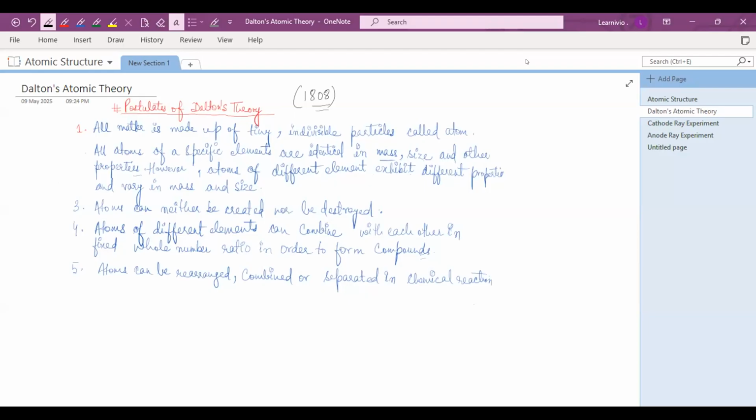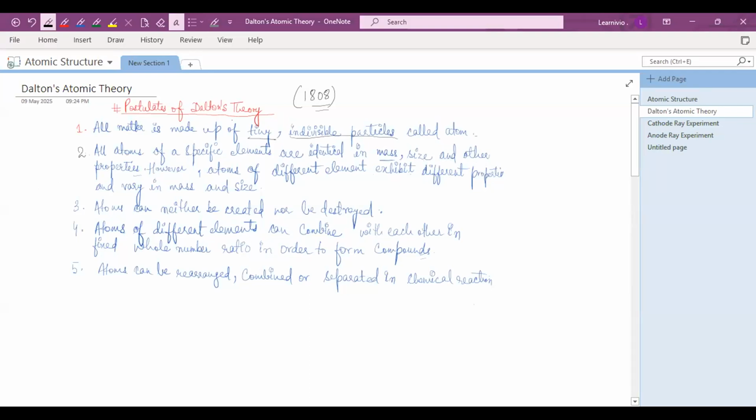Okay. So he gave 5 postulates. So there are 5 postulates in Dalton's theory. First point is this. He said that all matter is made up of tiny indivisible particles called atom, right? He said that atoms are tiny indivisible particles, meaning we can't divide the particle atoms. Okay, atoms are not to be cut.